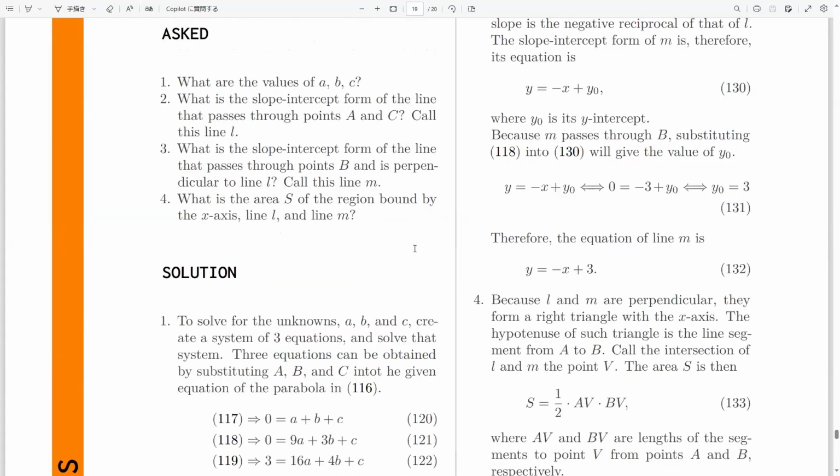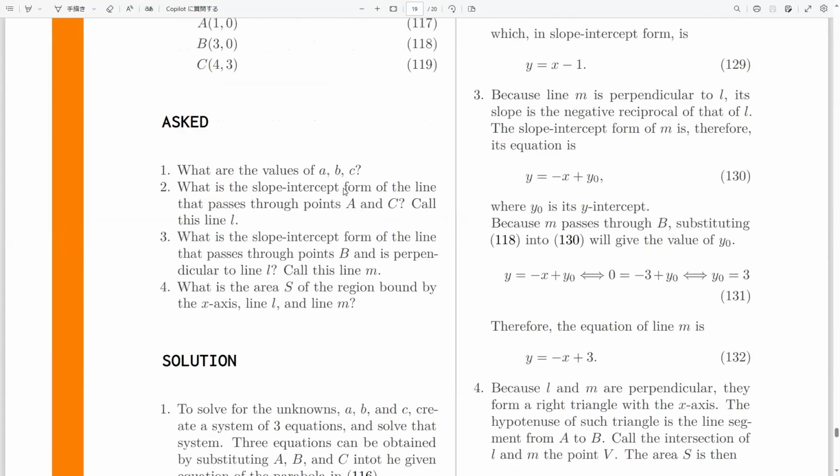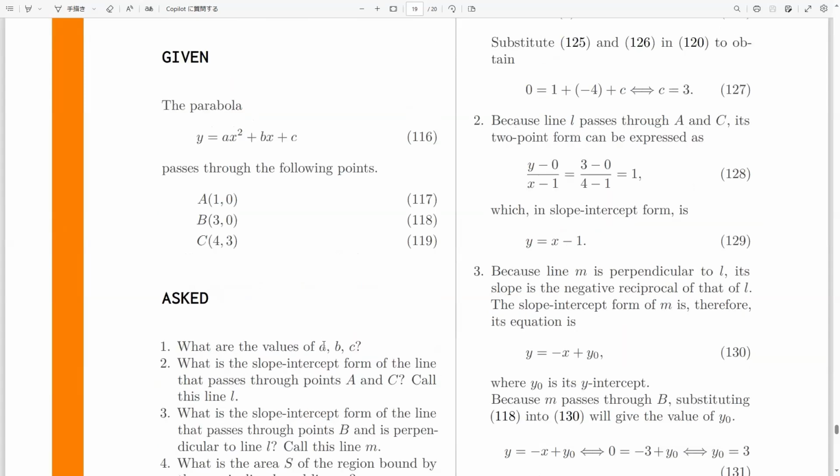First, we're going to find the values of a, b, and c. Notice that we have three unknowns here, so we need three equations. We get the three equations by substituting these coordinates for A into this given equation, then substituting the coordinates for B into the equation, and doing the same for the coordinates of C.